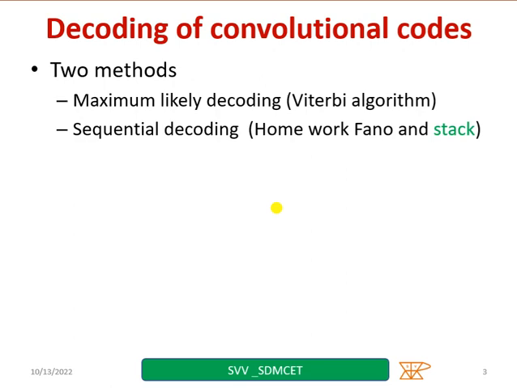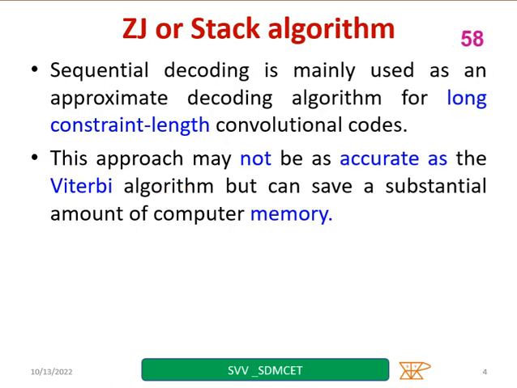Now we'll talk about sequential decoding. In that again we have two algorithms: one is the Fano algorithm and the other is the stack algorithm. In this video we are going to discuss the stack algorithm. It is also called the ZJ algorithm, or stack algorithm.